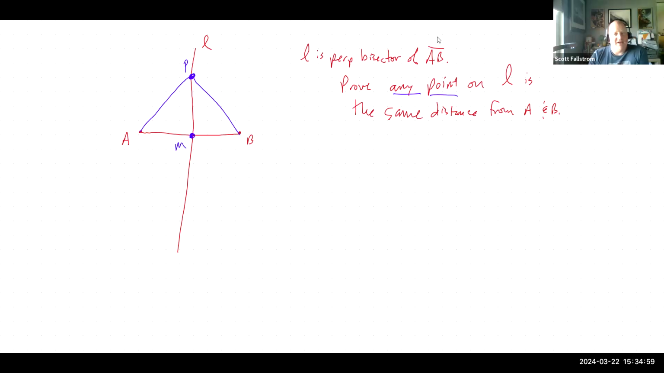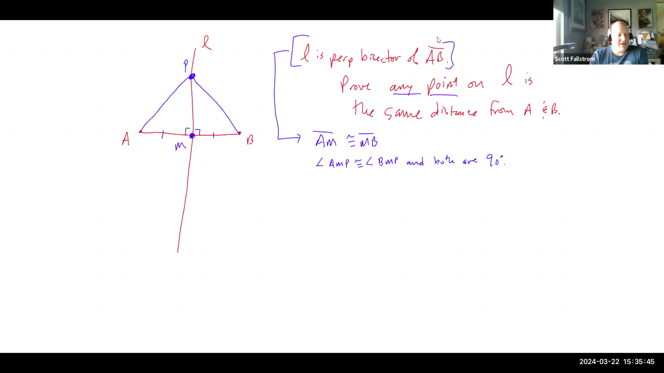Now here's the key piece. L is the perpendicular bisector of AB. So because it's the perpendicular bisector of AB, that means a few things. One, it means that AM has to be congruent to MB. So I'm going to mark that with a little tick mark. It also means, because it's perpendicular, that angle AMP is congruent to angle BMP, and both are 90 degrees. Okay, so mark that.